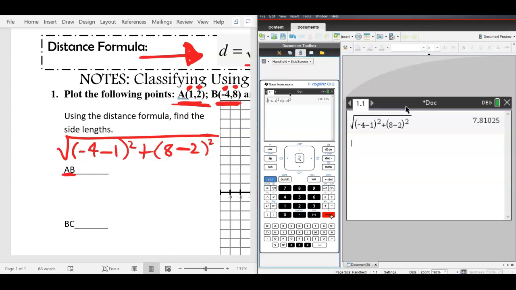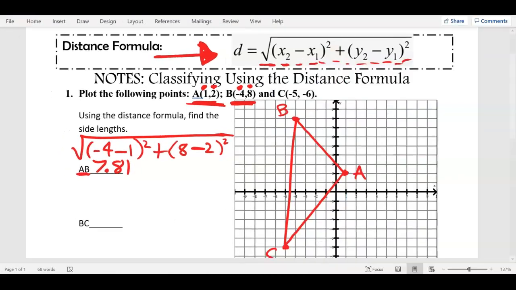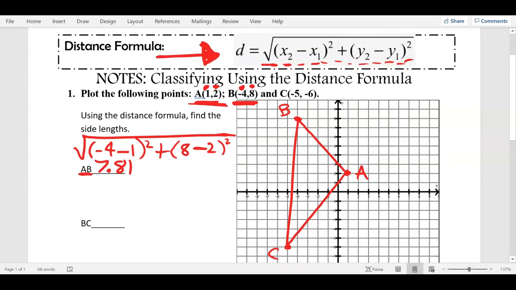All right, so everybody, next to AB, write this down, 7.81. We know the distance of one segment, okay? Now that might seem like a lot of work, but once you get the hang of it, it'll be all right, okay? So we just did AB, right?